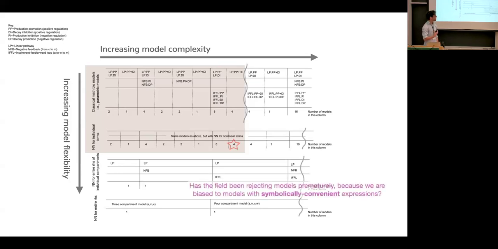And this makes me wonder, are there cases where we've been rejecting models prematurely simply because we really wanted a symbolic form to be able to write that down in? If we hadn't added this flexibility to the model, we would have rejected it and then moved further towards the right in this diagram.